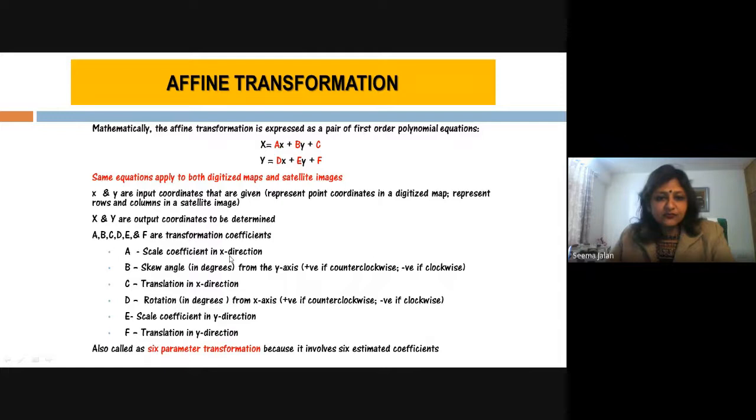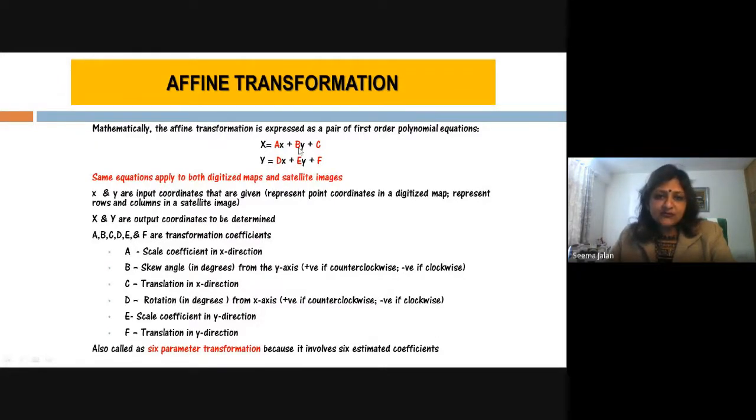A is the coefficient for scale changes in x direction. E is the scale coefficient for y direction. B is the skew angle in degrees measured from the y-axis. If it has to be counterclockwise, it will be positive. If it has to be clockwise, it will be negative. C is the translation in x direction. F is the translation in y direction. D is the rotation from x-axis, again positive if the rotation is counterclockwise, and negative if it is clockwise.